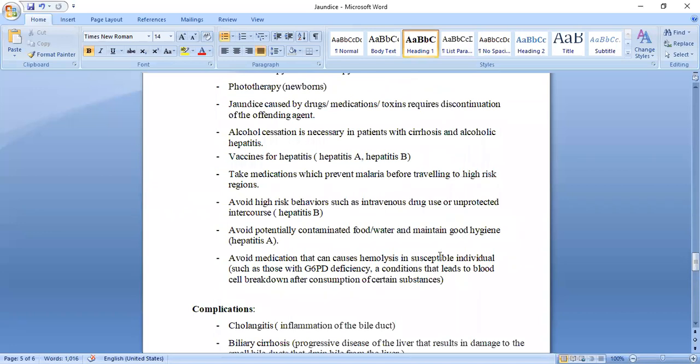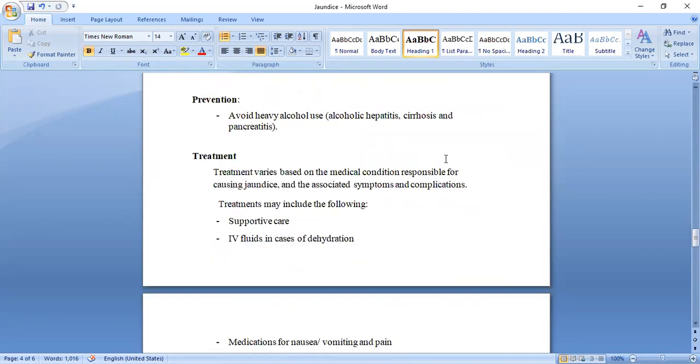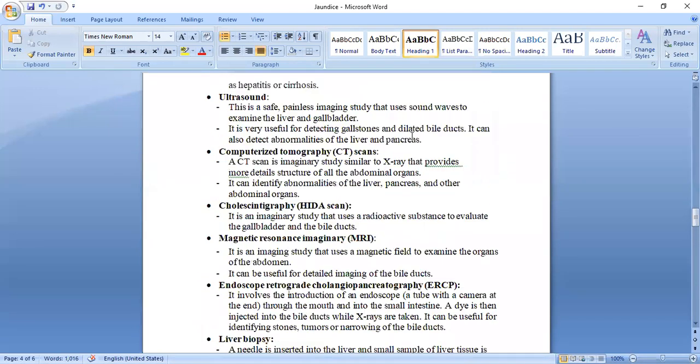So that's why we completed this jaundice. Okay, have you understood this one? Yes. Yes, ma'am. Now we will stop here only.